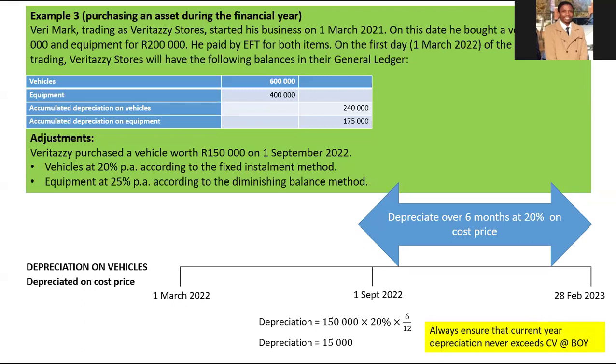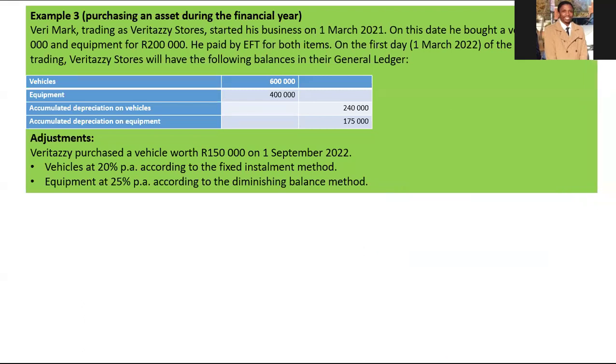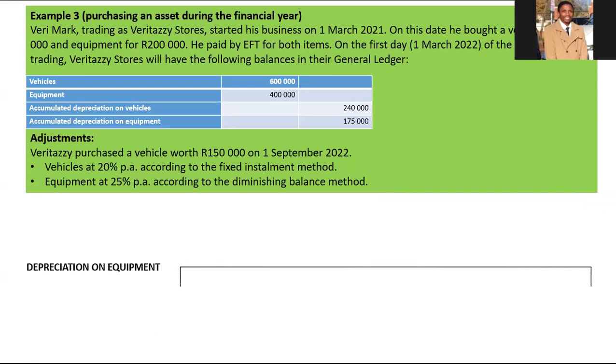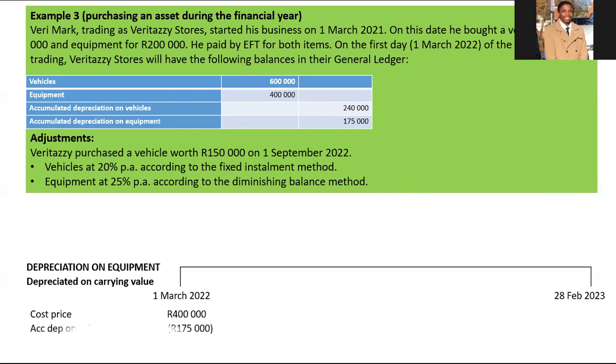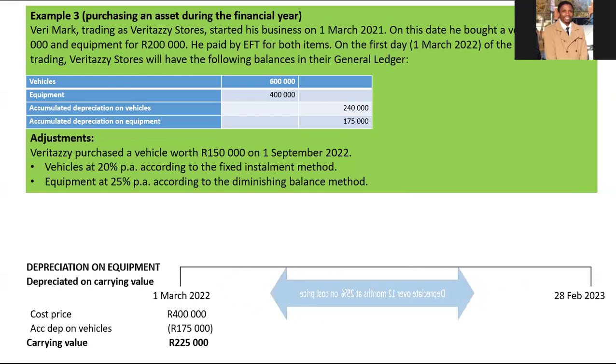I'm done with the depreciation of vehicles. Let us go to the depreciation of equipment. No equipment was sold or was purchased. So when I draw my financial year, I will do the same thing, calculate the cost, the carrying value, which is cost minus accumulated depreciation at the beginning of the year. Cost is 400,000. Accumulated depreciation on equipment is 175,000, giving you a carrying value of 225,000. We used equipment for 12 months.